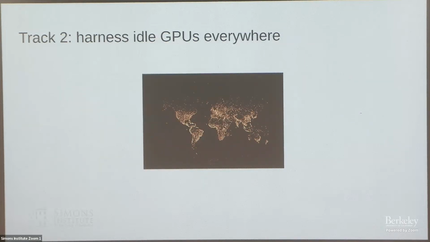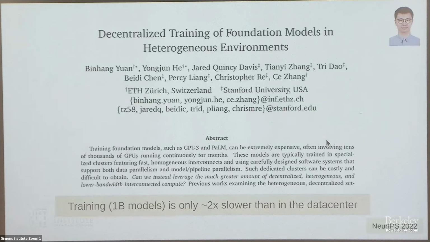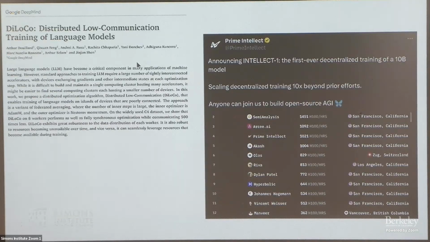Second is that there are GPUs that are idle in a lot of places. If you can only put them together, you can actually do some more serious training. The problem is that the interconnects are really bad from outside the data center, like 100 times worse. We had a paper that shows you can actually circumvent some of these, and this has been followed up. So now there's basically decentralized training of a 10 billion parameter model happening through various GPU donations. So that's another thing you can do.